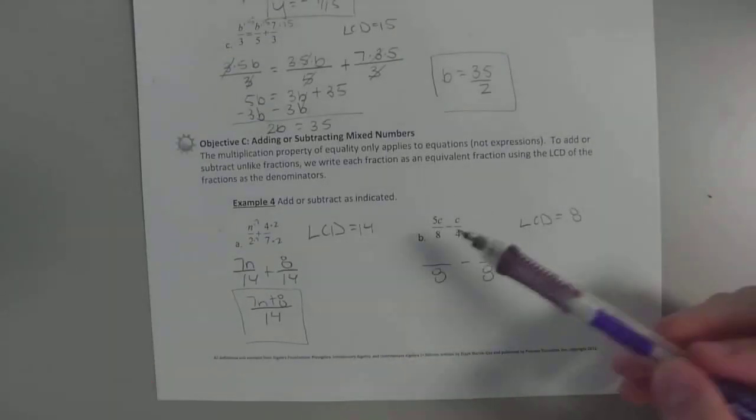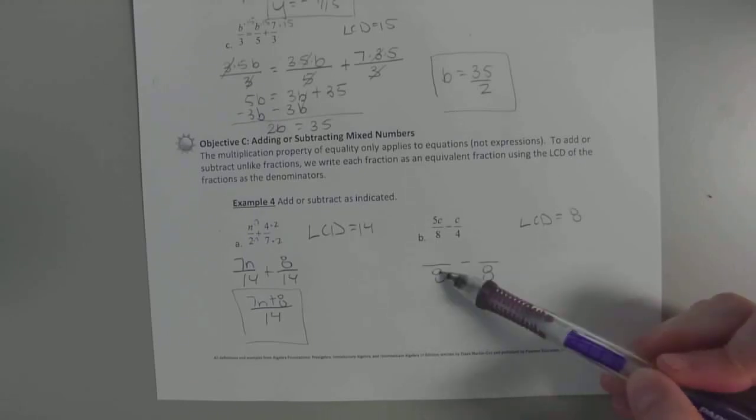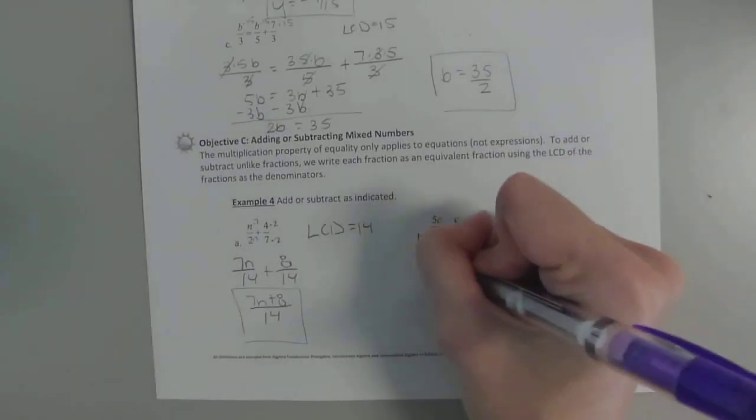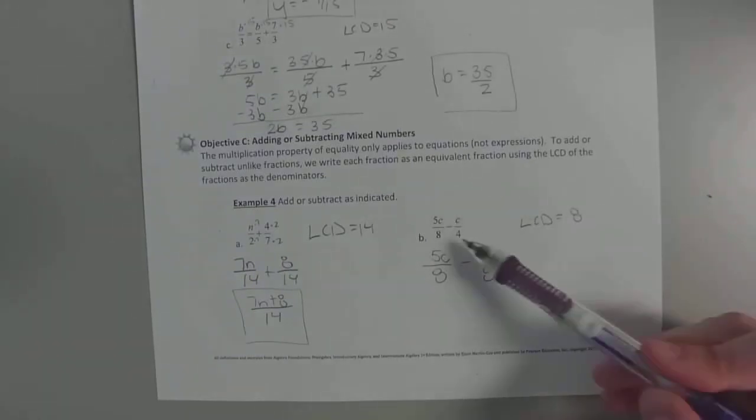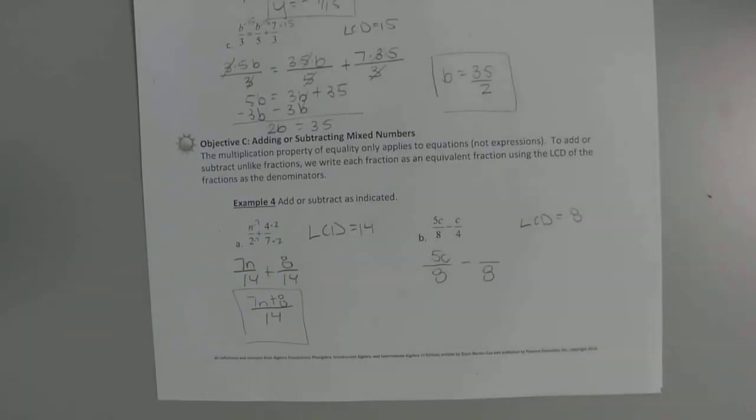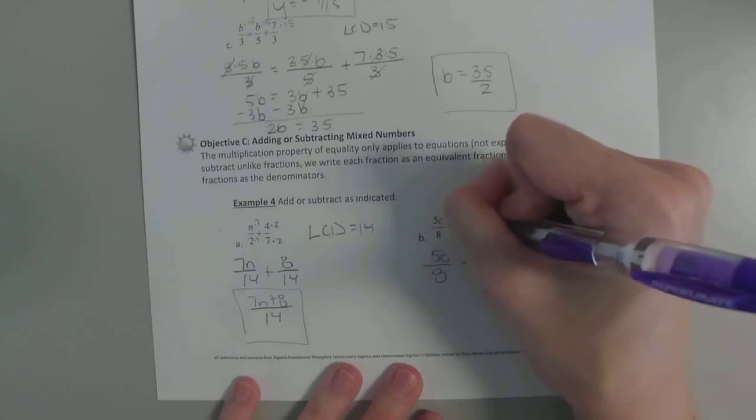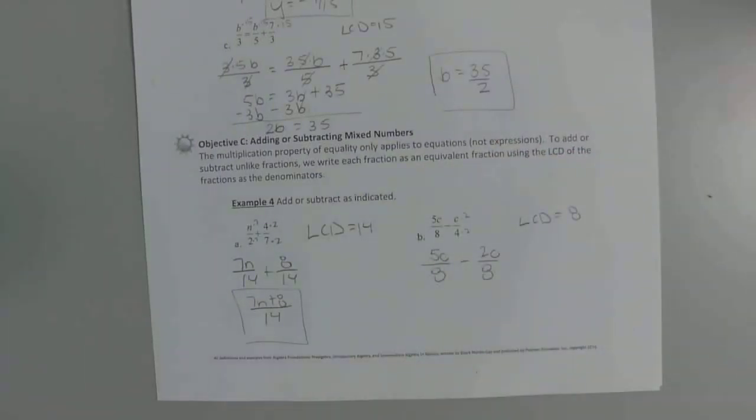On B, what would be the LCD between 8 and 4? 8. I really feel like we've done this already. I feel like this was on the last worksheet, don't you? Did we change 8 at all? No. So do we need to change 5C at all? Nope. Did we change 4? Yes. What do we multiply by? 2. So what are we going to multiply the top by? 2C.